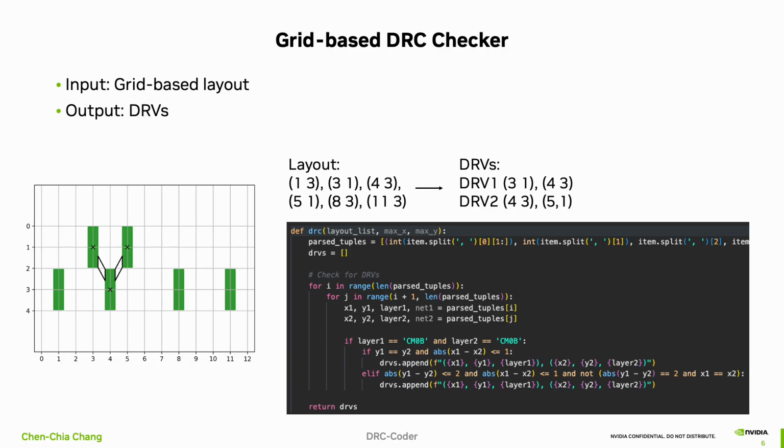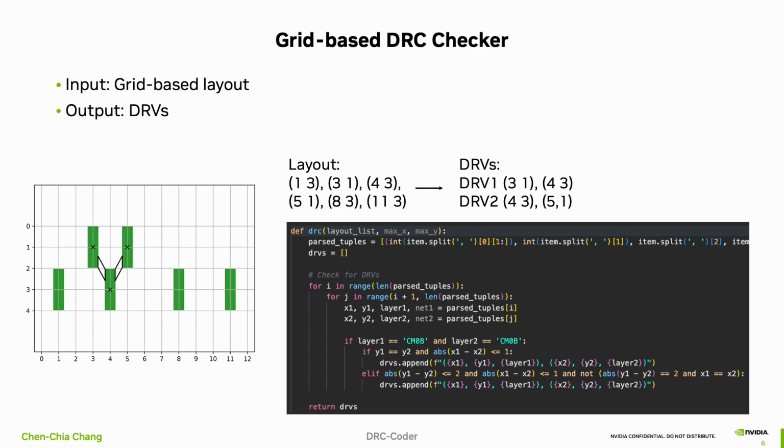And this slide shows what our generated DRC checker looks like. Because we are targeting the place and route system, this engine will be performed on a grid-based system. So the input of the checker will be a grid-based layout, shown in the left figure, and the output will be the grid-based design rule violations. Like this is an example generated function that takes the layouts as input and outputs the DRVs shown here. So this is the goal of our DRC Coder.